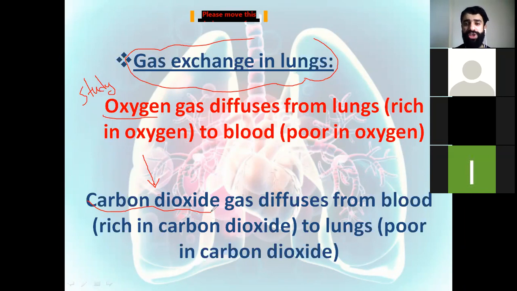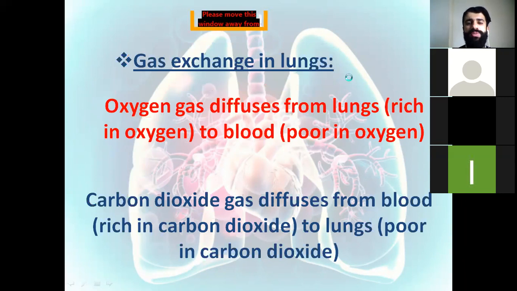So oxygen gas diffuses and escapes from the lungs that are rich in oxygen to a place with a low amount of oxygen, which is the blood. Whereas carbon dioxide diffuses from the blood that is rich in carbon dioxide to a place with a low amount of carbon dioxide, which is the lungs.